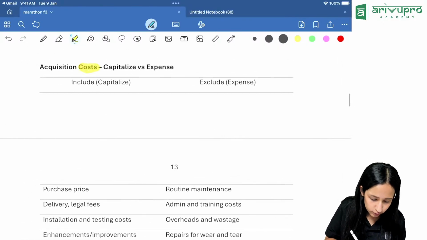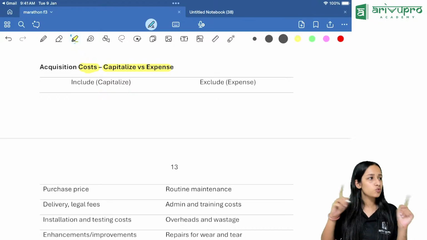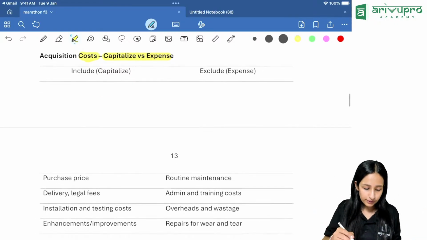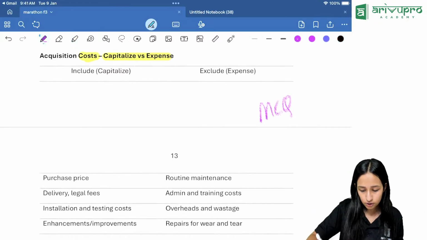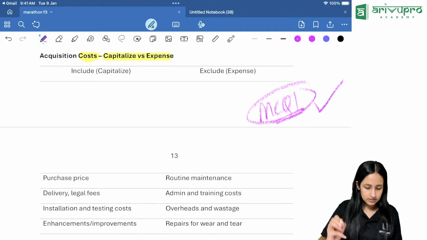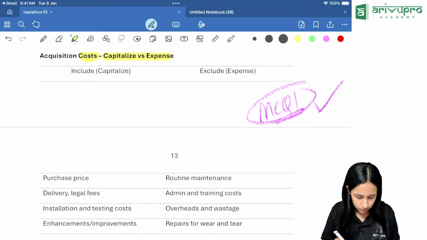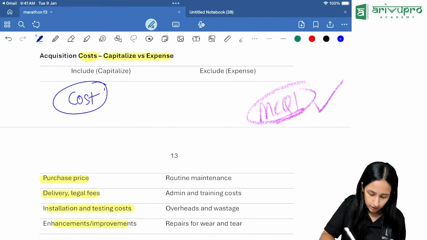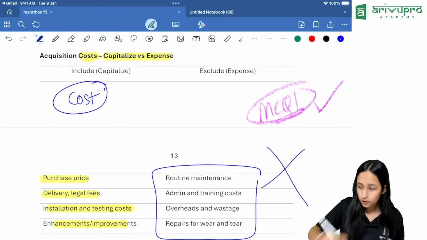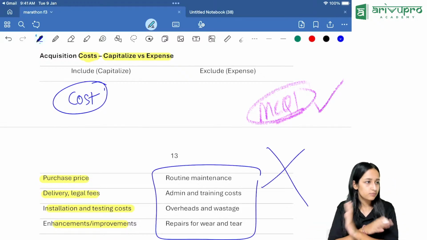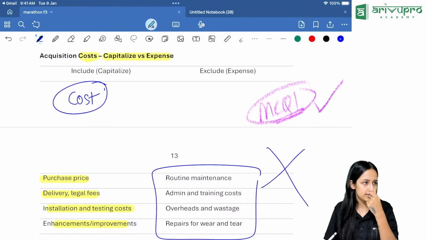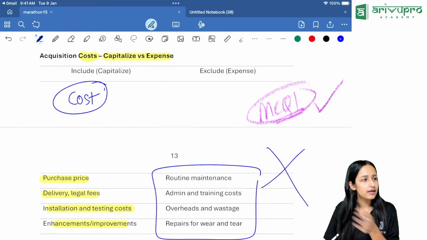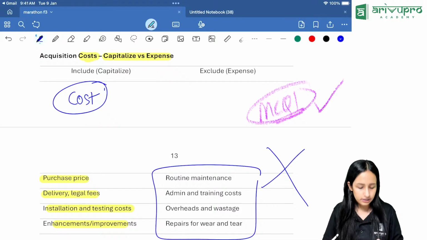Whenever you're looking at cost, you need to know which one is expense, which one is capitalized. You will get it for MCQs. Learn this. Okay, what do we capitalize? We include purchase price, delivery, this, that. This is for the cost of the asset. These four things we will not include in the cost of asset. Okay, administration cost, overhead cost, all this doesn't come under the cost of asset. It comes under admin expenses. It goes under selling and distribution, etc.